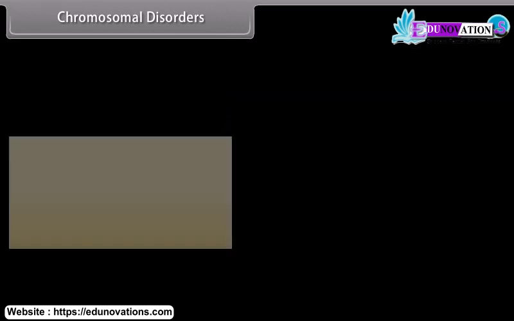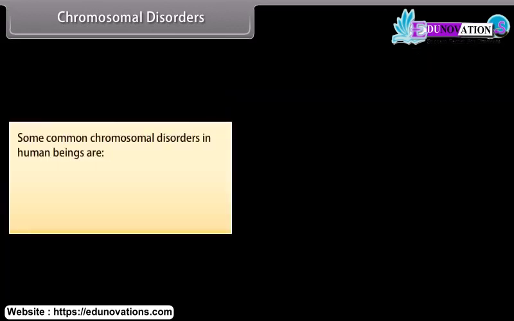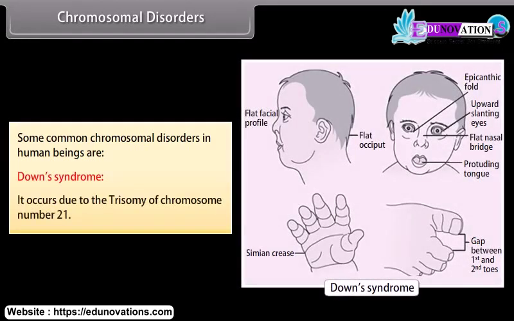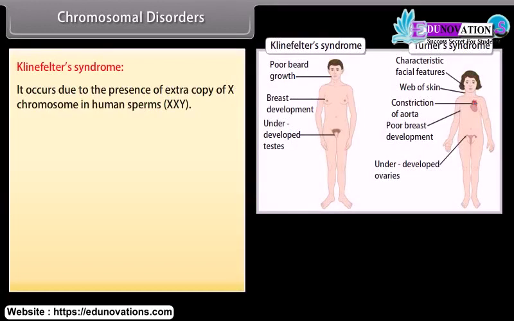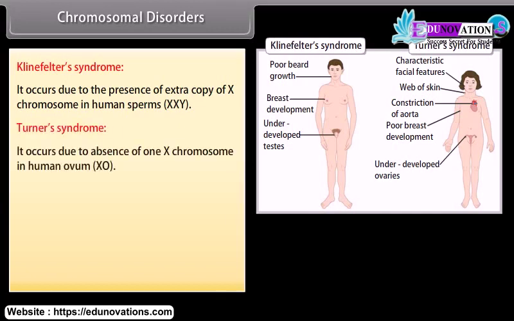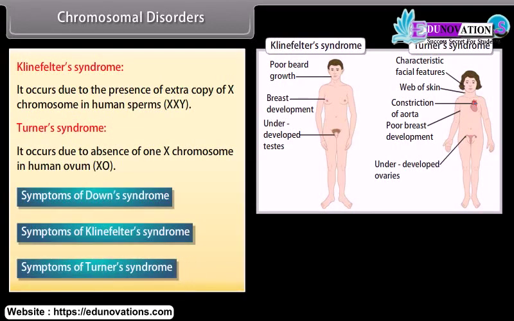Chromosomal disorders. Some common chromosomal disorders in human beings are Down's syndrome. It occurs due to the trisomy of chromosome number 21. Klinefelter's syndrome. It occurs due to the presence of an extra copy of X chromosome in human sperm, XXY. Turner's syndrome. It occurs due to the absence of an X chromosome in human ovum, XO.